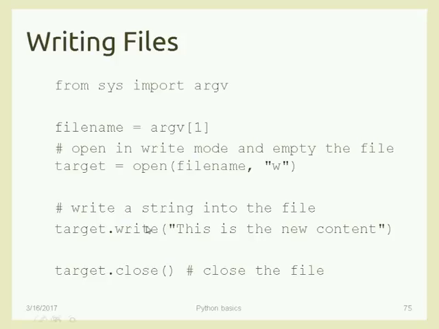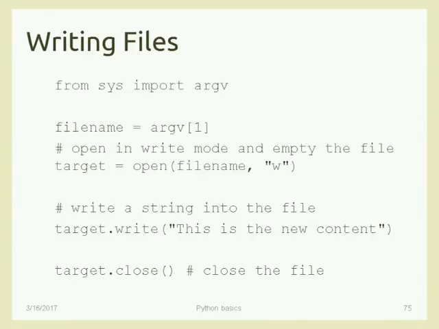This method will write this content inside the file on your disk, and then after performing all the writing operations, you need to close the file so that the file is free to be used by other persons, other programs. Please notice two things. The first one is that the W opens the file in write mode and empties the file. So it opens the file, it allows you to write inside it, and at the same time, it clears all the content of the file. You cannot add something to an existing file with the W parameter.